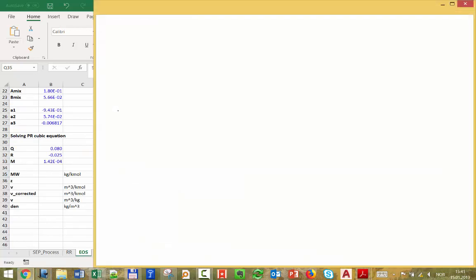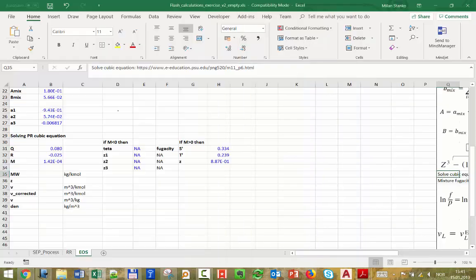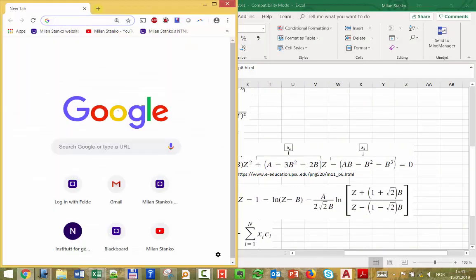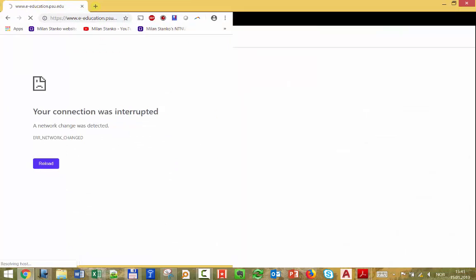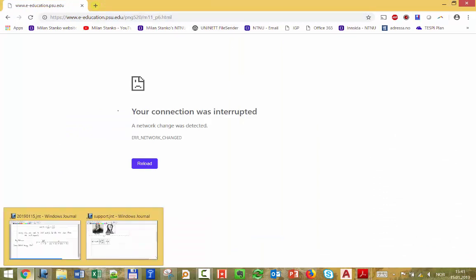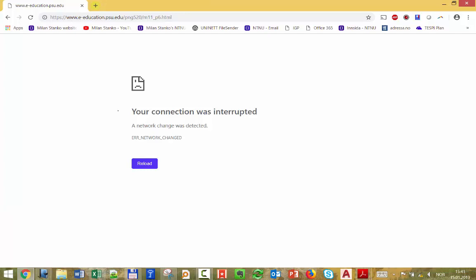Sorry for that. So for that, I put a link for you. Here, solve cubic equation, where a person gives a procedure on how to solve it, and it's not loading. Why not?